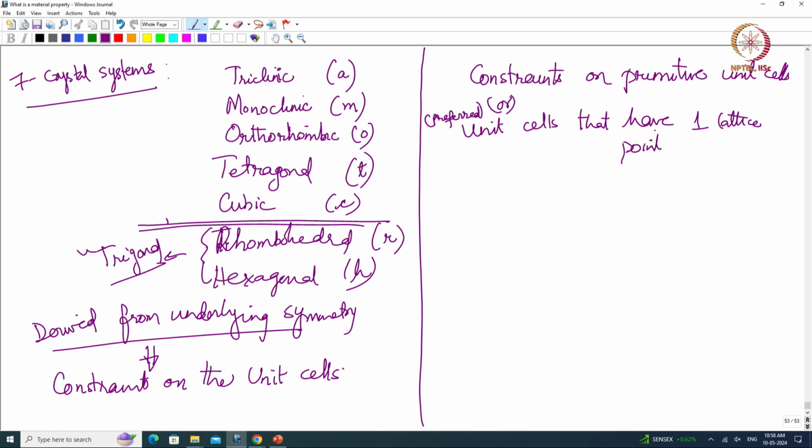Okay. Now, I give you a lattice, a 2-dimensional lattice, which is somewhat like this. Let me try to draw it properly so that there is no confusion.